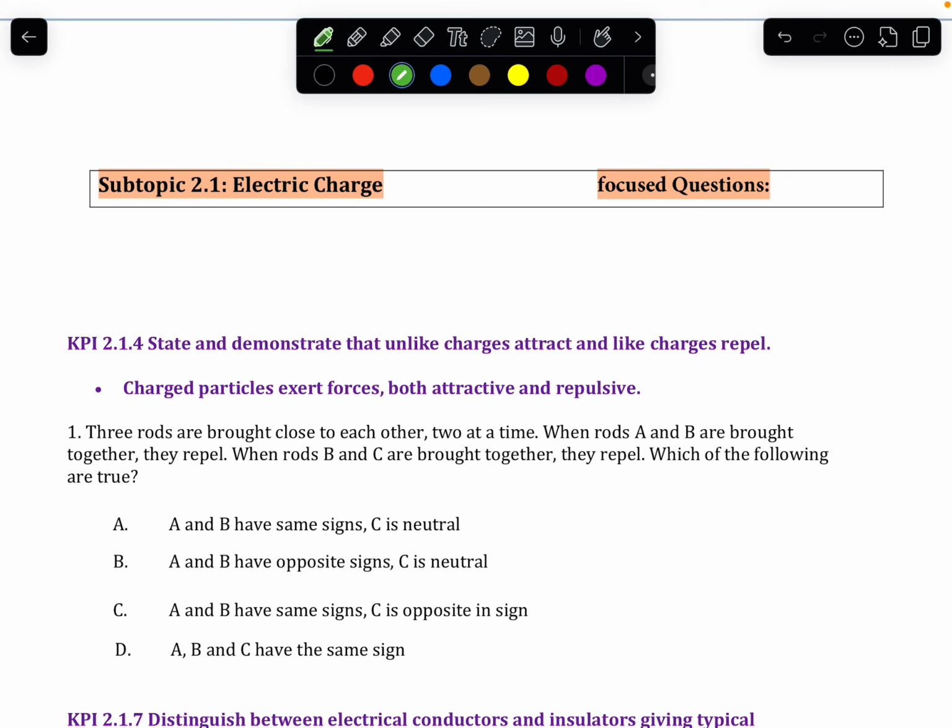Grade 12 General, 2.1 Electric Charge, End of Term 1 Revision.